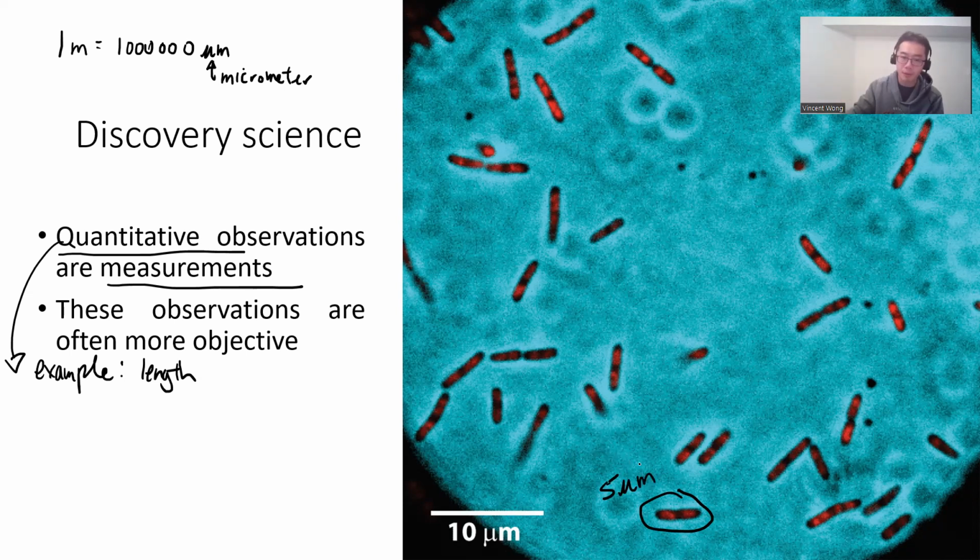So that's a number, right? It's more objective, but not necessarily the same. You show it to someone else, they may say that looks more like 6 micrometers to me. It depends on what kind of tools you're using, and it also depends on whether you are estimating or doing an accurate measurement, right?